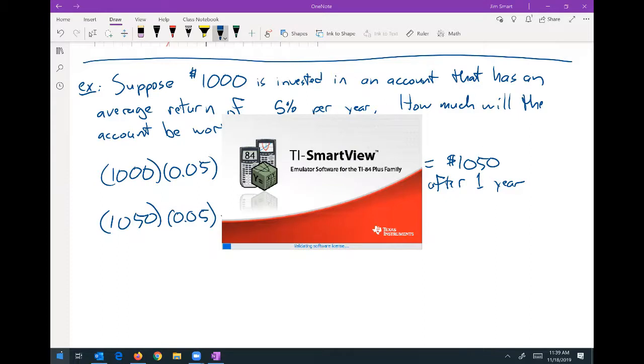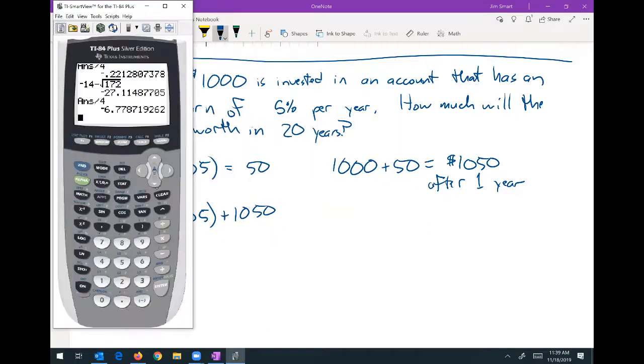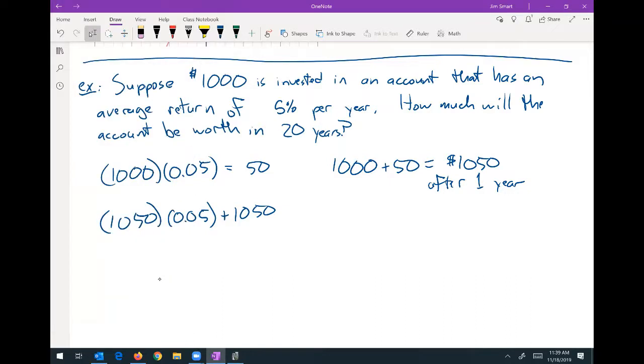But then we need a shortcut because I don't want to do this 20 times. But let's see here. 1,050 times 0.05 plus 1,050. All right, so it's $1,102.50. All right, so that's after 2 years. So we made $100 after 2 years, or $102.50. That's not bad.